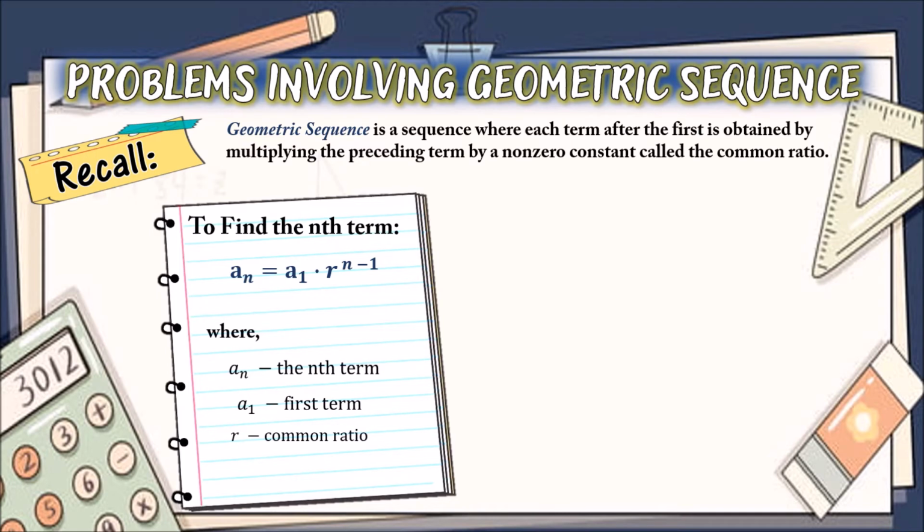Kung saan, si a sub n is the nth term, a sub 1 is the first term, and r is the common ratio. This is what we call the geometric formula.